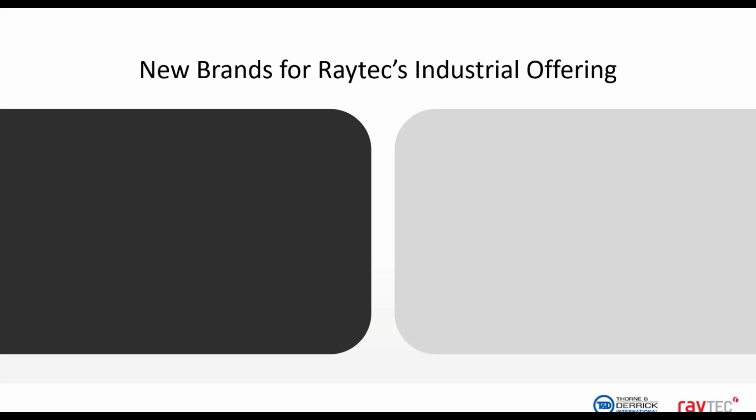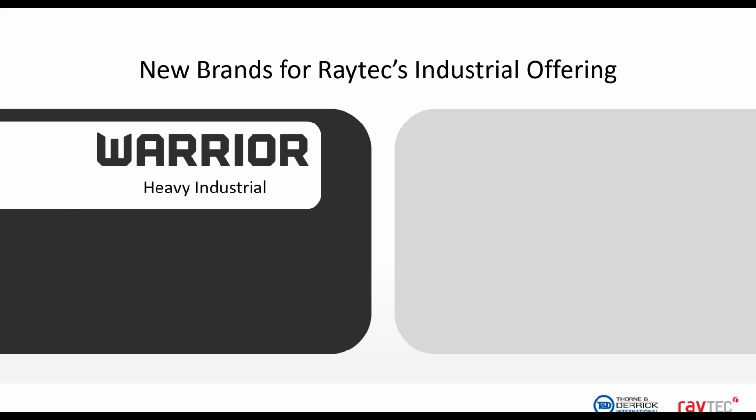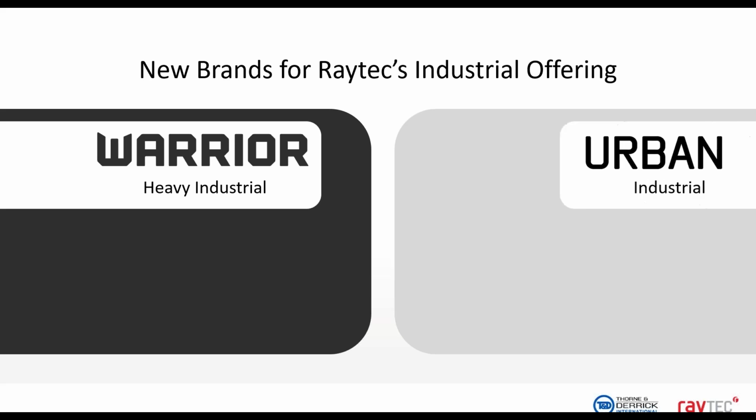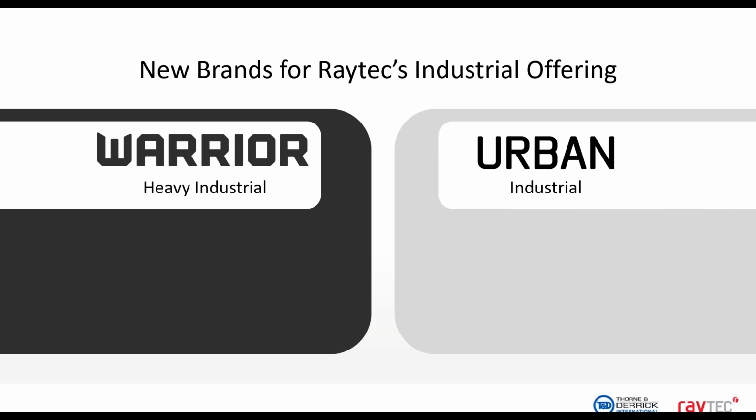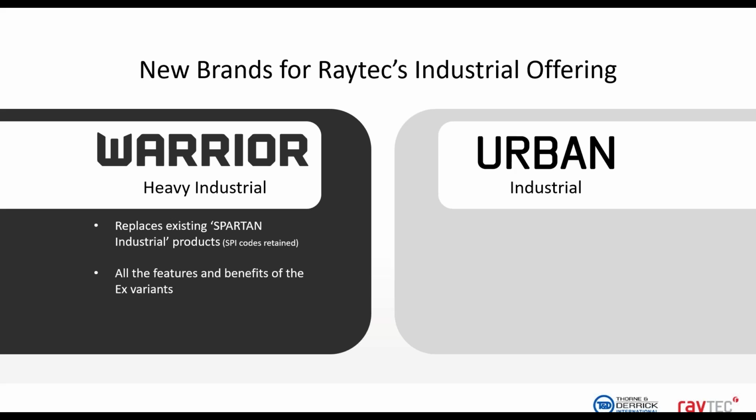So we'll just have a little look at what these two new brands mean in a little bit more detail. As I said, Warrior will be our heavy industrial brand, effectively replaces our existing Spartan industrial products, although part codes will remain SBI and unchanged from before. These products will retain all the features and benefits of Spartan, the same features and benefits as the hazardous area version, but are designed for use in demanding, safe area applications.